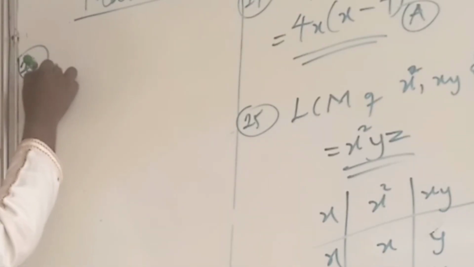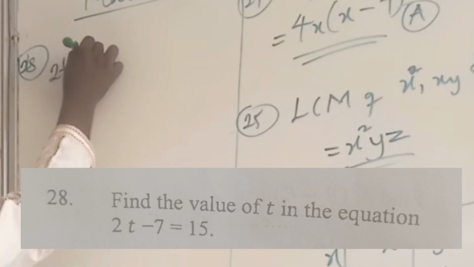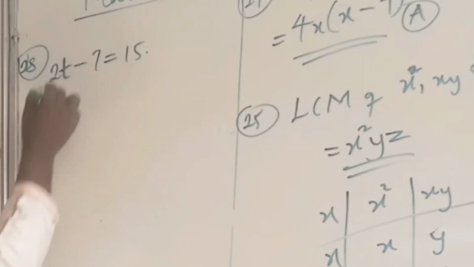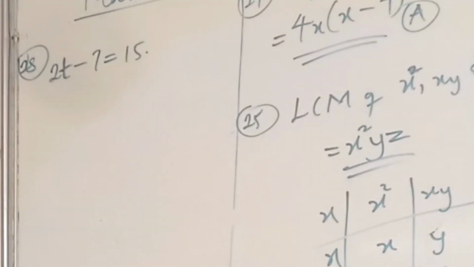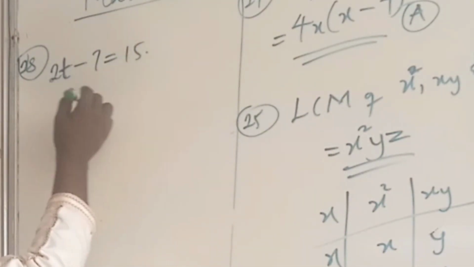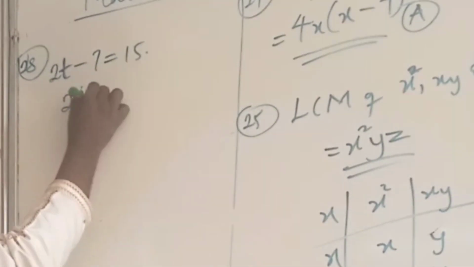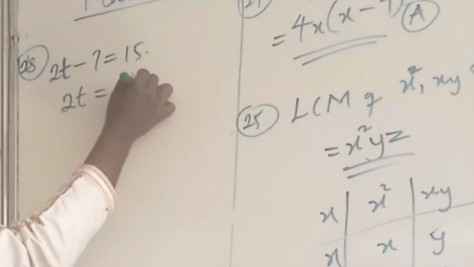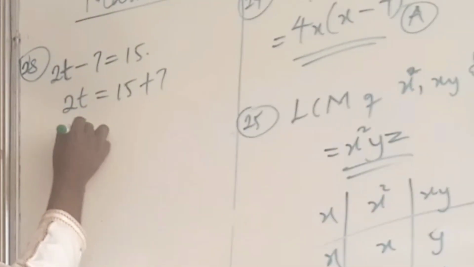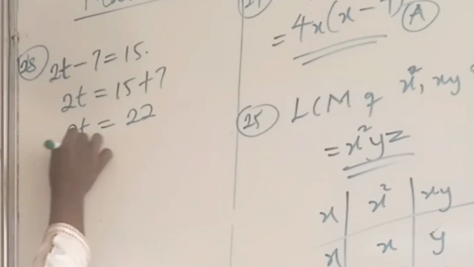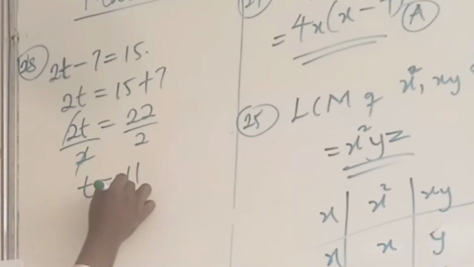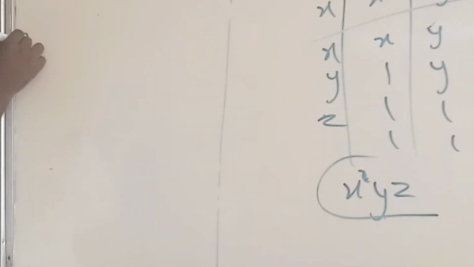Question 28. 2t minus 7 equals 15. So we are looking for the value of t. We add 7 to both sides, or you collect like terms. That is 2t equals 15 plus 7. Am I with you? So this is 2t equals 22, divided by 2, so t equals 11. Then 29.